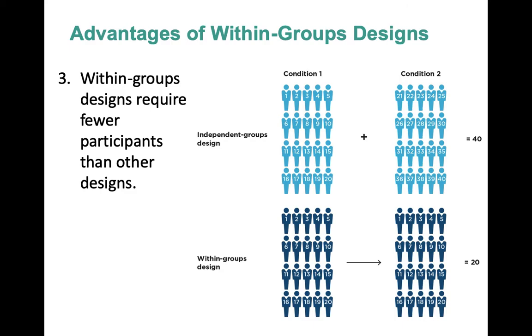And then just as a practical advantage, within groups designs require fewer participants. So let's just say you want 20 participants in each condition. For an independent groups design, you need a total of 40 people. But if you do the same experiment using a within group design, you only need 20. So, there's times when experimenters will compensate their participants for participating. So, you can save cost, you can save time. There's some very practical reasons why within groups designs are advantageous.